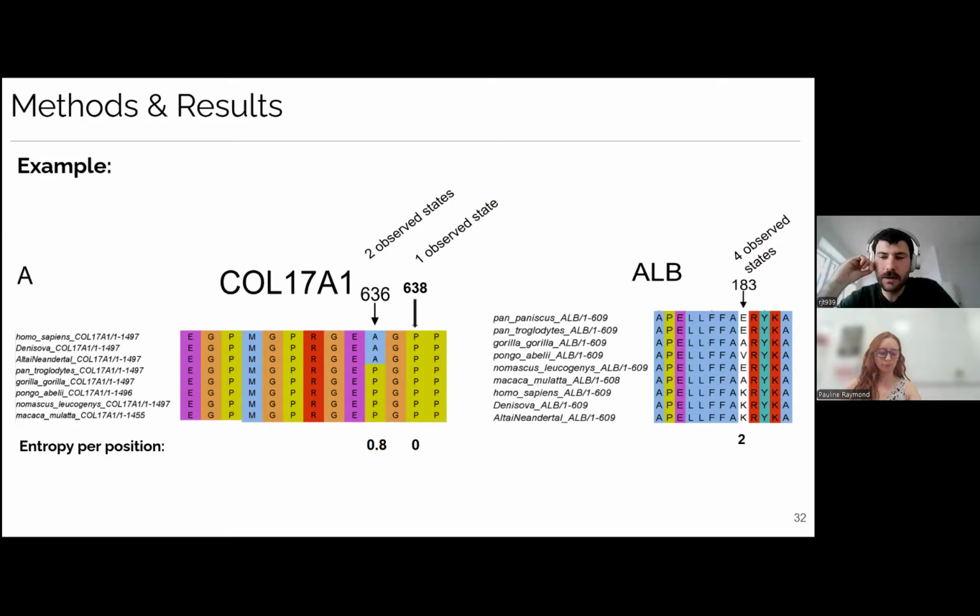Another example here, another protein, albumin, again, alignment in different groups. Here we have 4 different observed states on position 183. So we have an E, an A, a V, or a K. So this position has a lot of information, a lot of entropy, and gets a higher score of 2.